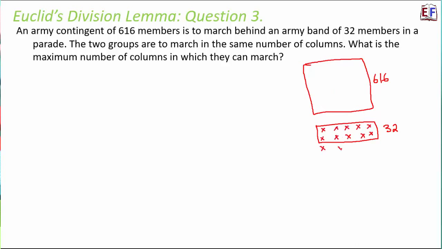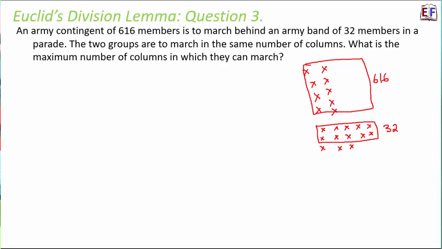Now, we have to identify in how many columns. The question says that the number of columns should be the same, as in, let's say if there are 8 people standing here, so here also there should be 8 people, so that it is symmetrical. So the number of columns need to be the same. That means here also if it is 8, here also it has to be 8. Here also if it is 16, here also it has to be 16. Okay. So now we have to find out what is the maximum number of columns in which they can march.